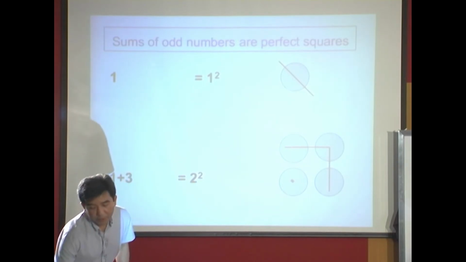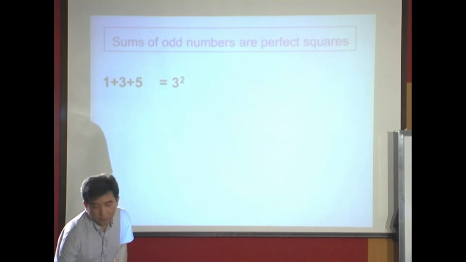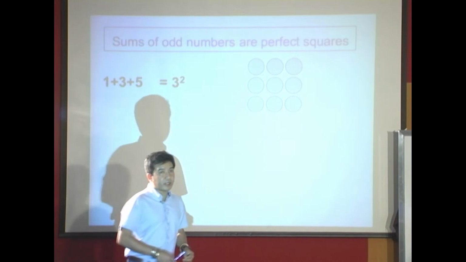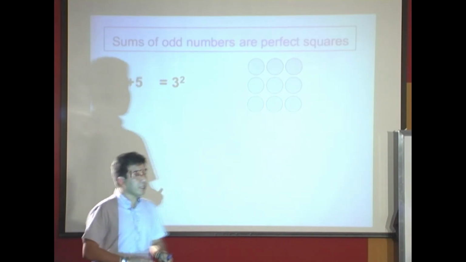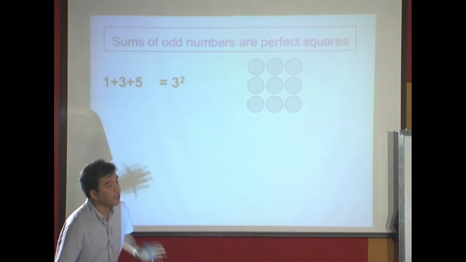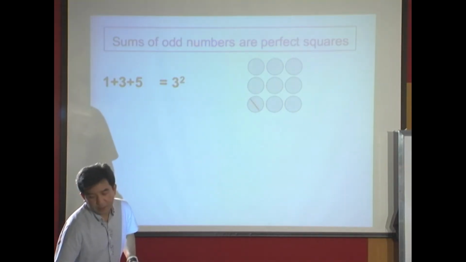Now what happens if we form the next perfect square? 1 plus 3 plus 5 is 3 squared. And 3 squared can be represented as an array of 9 circles. And we can count those circles by looking at the L-shaped rows. 1 plus 3 plus 5.